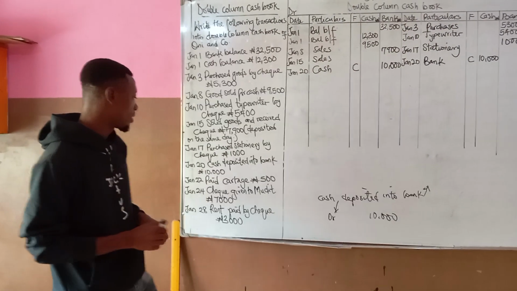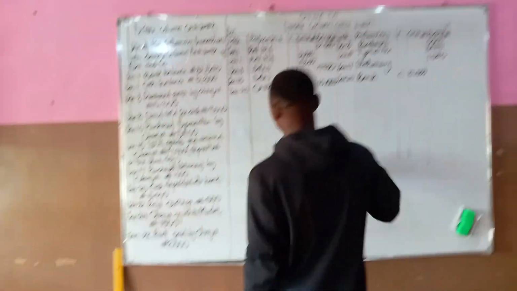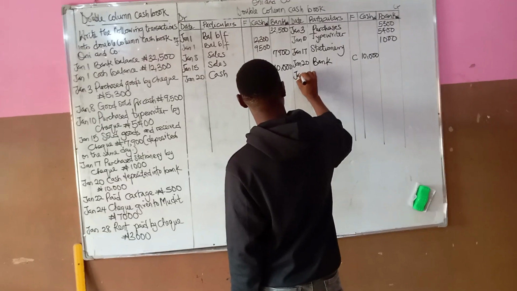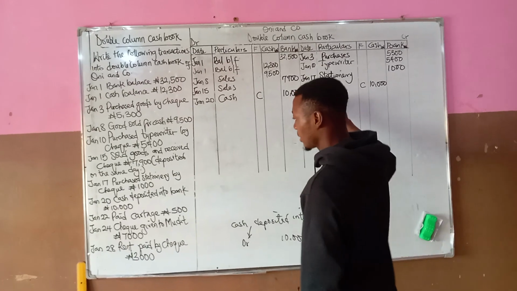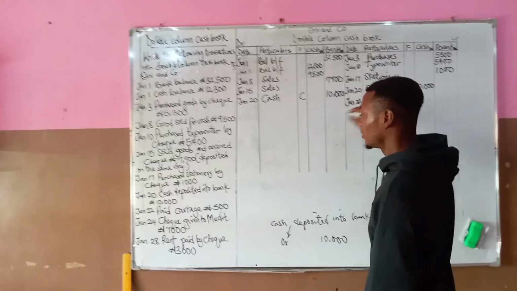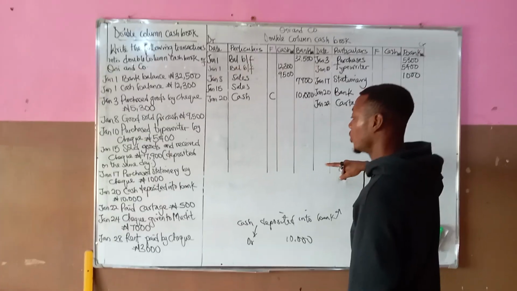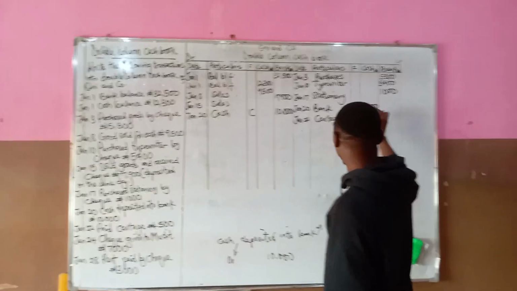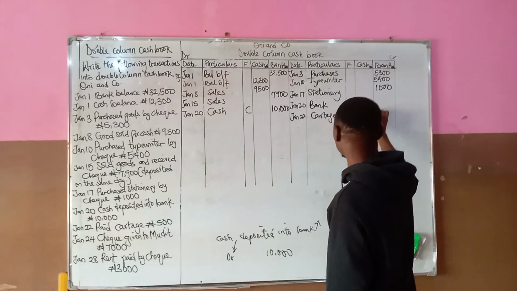Then let's proceed. January 22nd, it says paid cartage. Now, paid cartage, January 22nd, paid cartage. So we have cartage because they didn't indicate that it will be paid by check. Definitely it's going to be under cash, and cartage is 500.